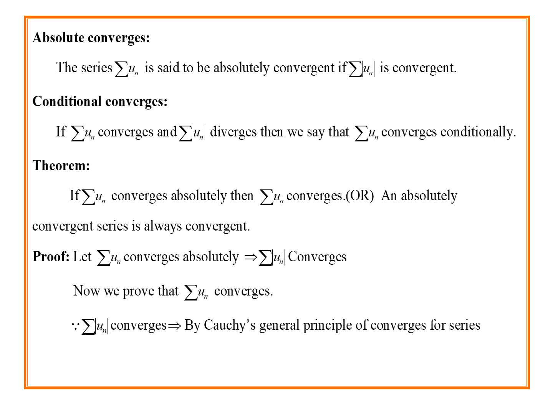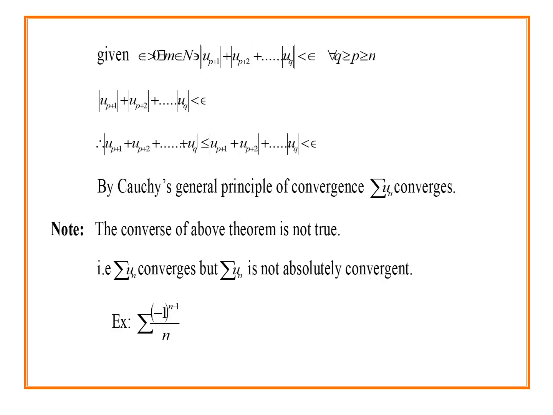Since sigma mod u_n converges, by the Cauchy general principle of convergence for series, given epsilon greater than 0, there exists m belonging to N such that mod u_(p+1) plus mod u_(p+2) plus and so on plus mod u_q is less than epsilon for all q greater than or equal to p greater than or equal to m.